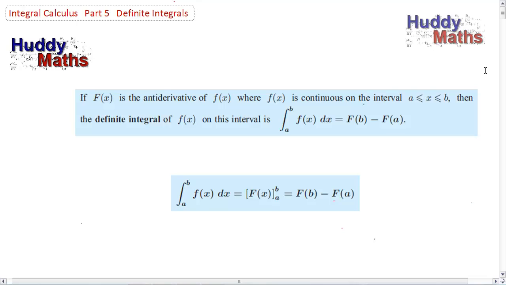Hey, welcome to Integral Calculus Part 5. We're doing some more integration here, and this will be the last one where we're just doing integration for integration's sake. We're actually going to look at applications from here. So let's start with the fundamental theorem of calculus again.